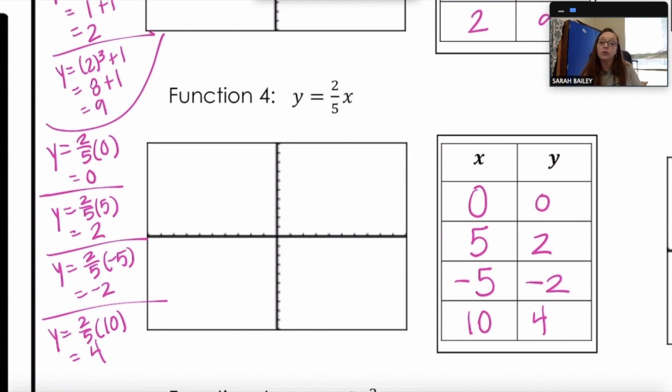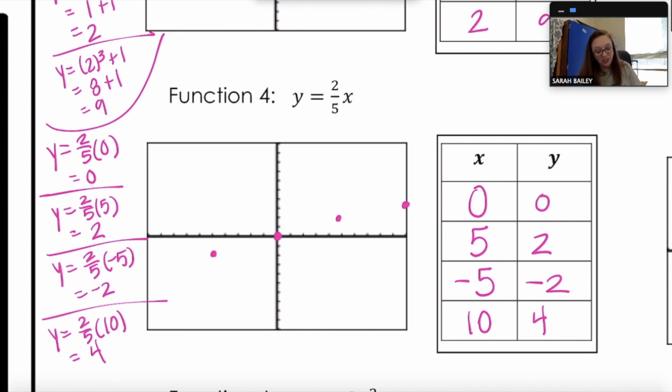Okay, let's graph it. So my first ordered pair is 0, 0, which is at the origin. Then I have 5, 2. So I'm going to move right 5 and then up 2. 1, 2, 3, 4, 5. And then negative 5, negative 2. 1, 2, 3, 4, 5. And then 10, 4. So that's right 10, 6, 7, and then up 4. I think it's right there.